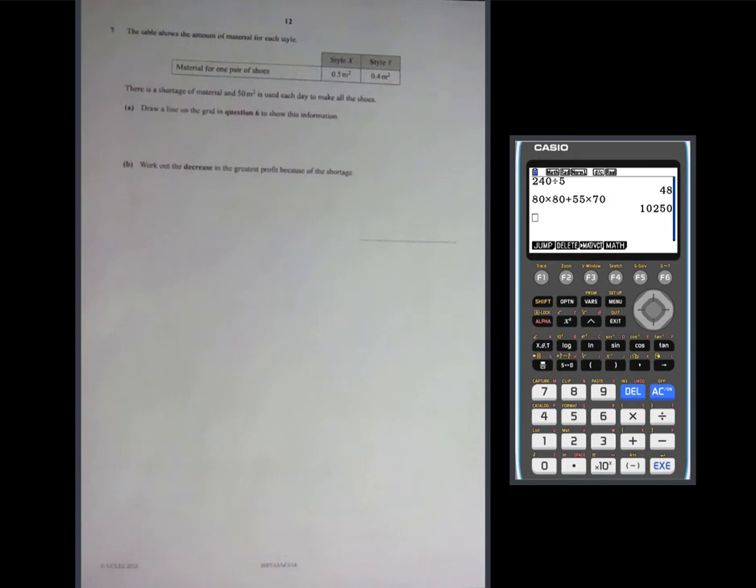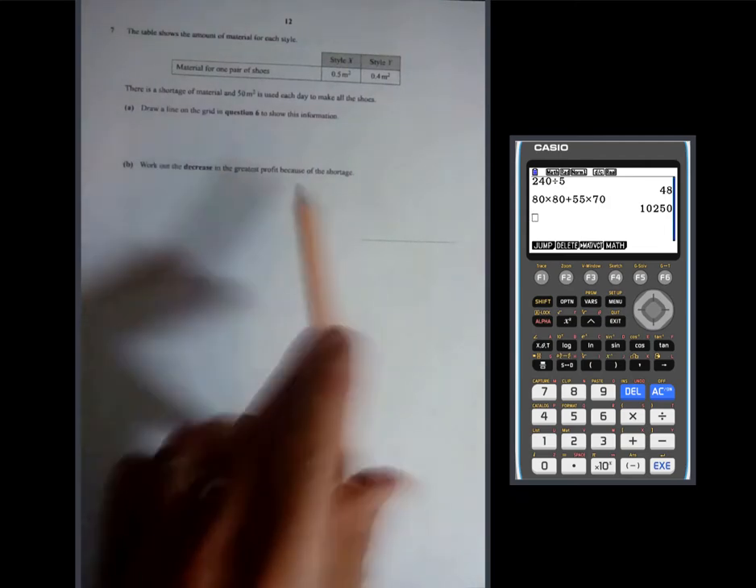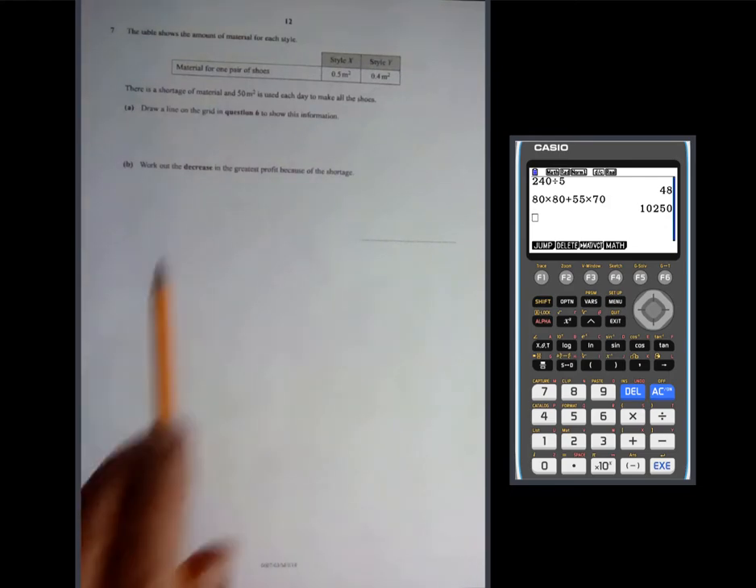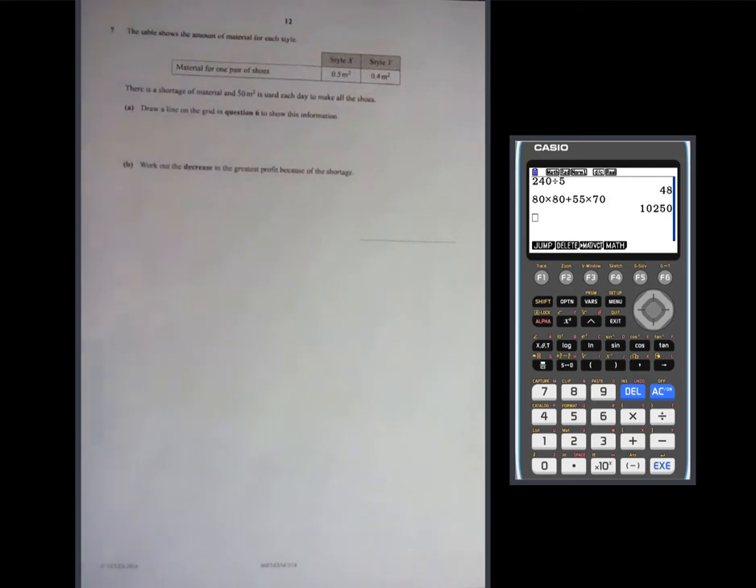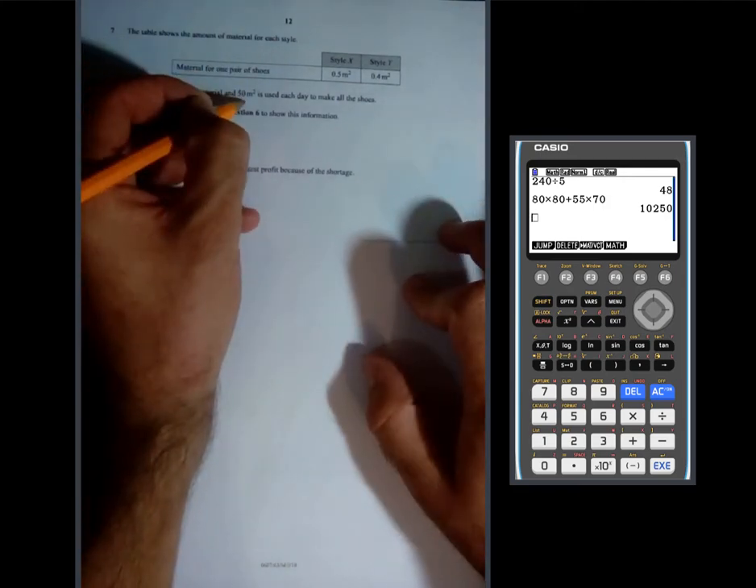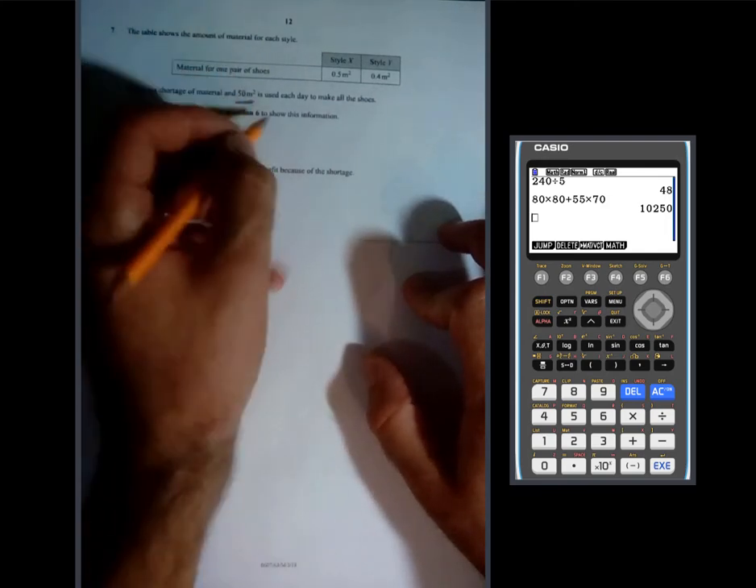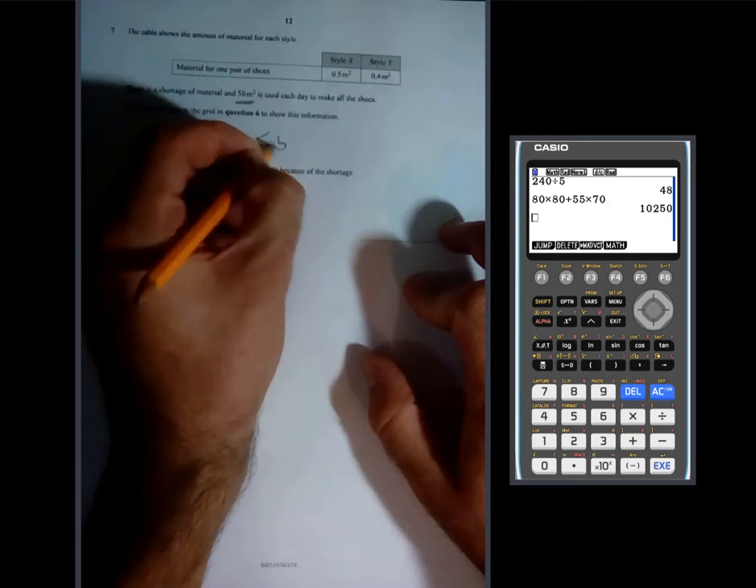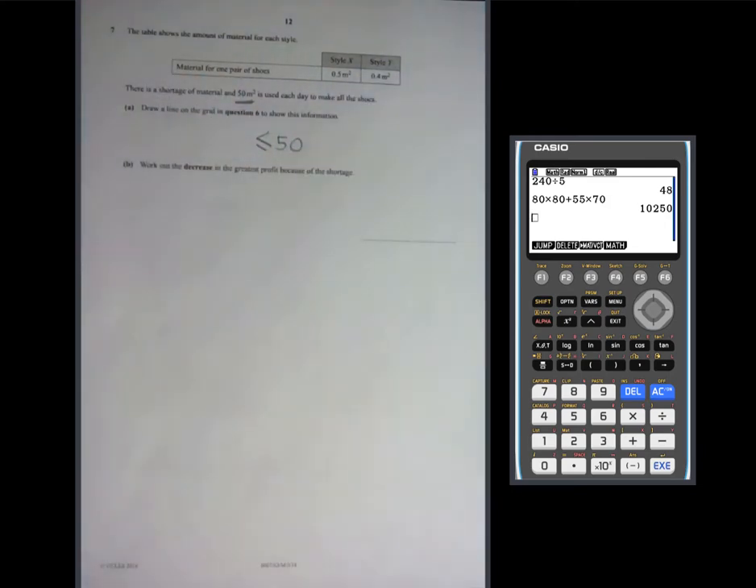So we've got a maximum amount of material we have available. Draw a line in the grid on question 6 to show this information. Then we need to work out the decrease in the greatest profit. So firstly, what line do we need to draw? The new constraint is that we have a maximum of 50 meters squared of material. So something is going to be less than or equal to 50. And that is, remember, the total amount of material.